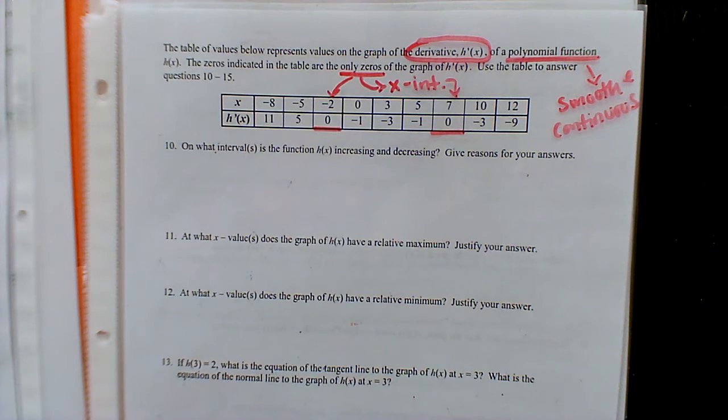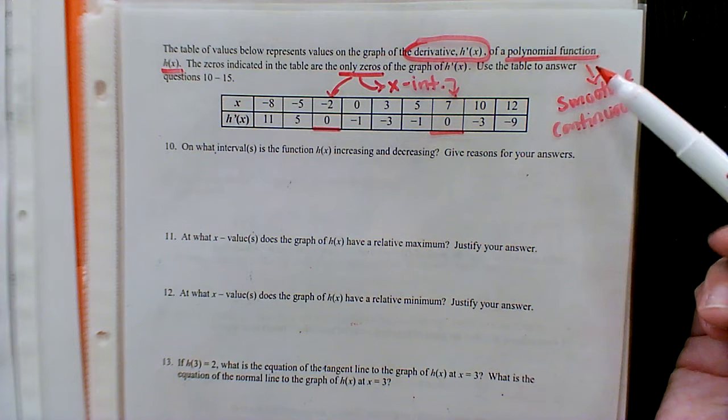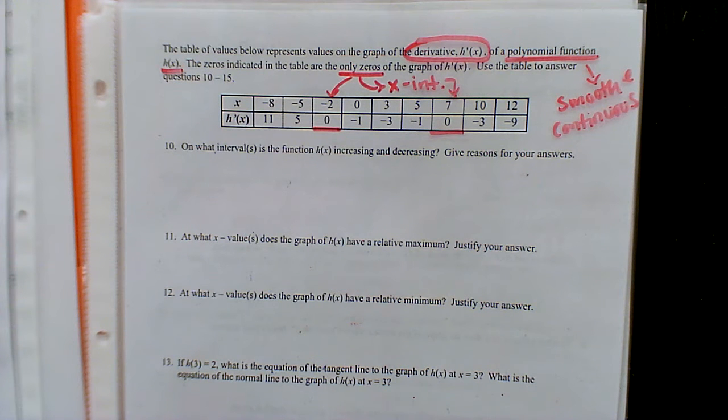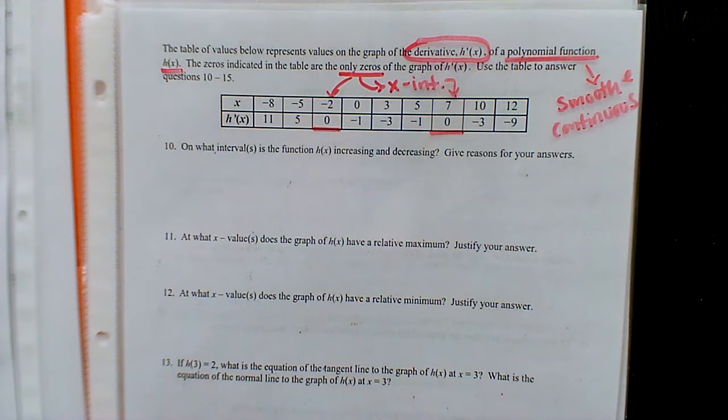Okay, so the table represents the derivative. The original function is a polynomial, a smooth and continuous roller coaster type graph. And these are the only x-intercepts we have on the graph of the derivative. Somehow that information may or may not be important, but at least they let us know that.